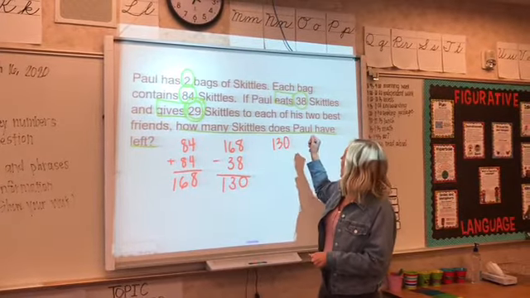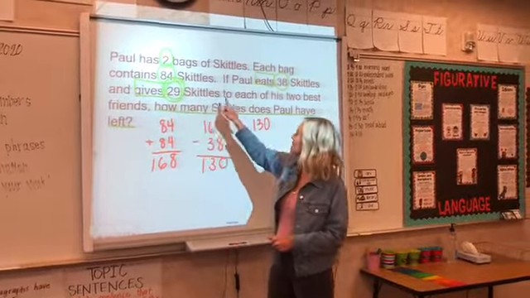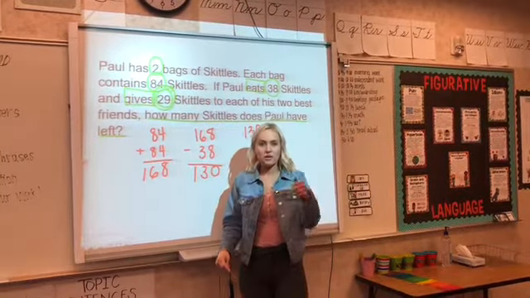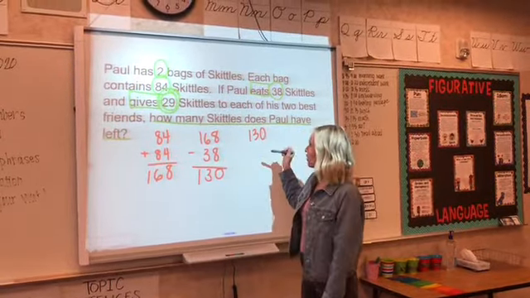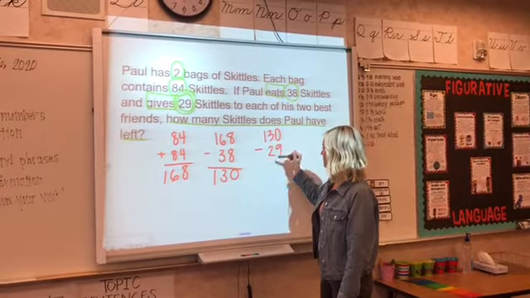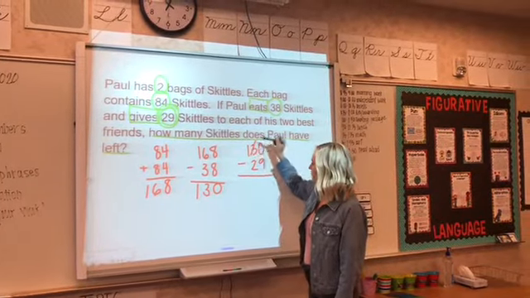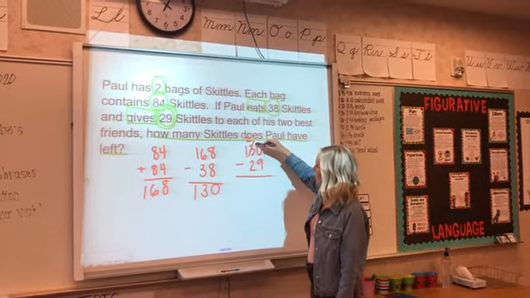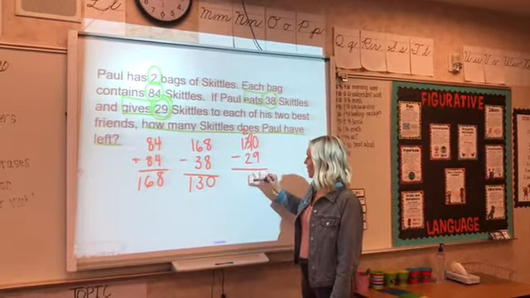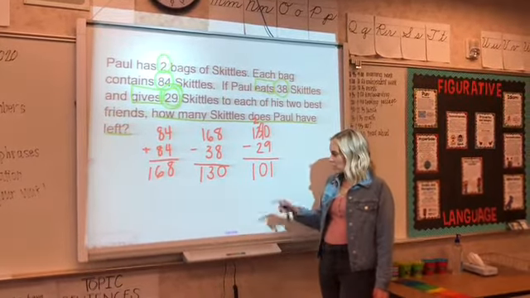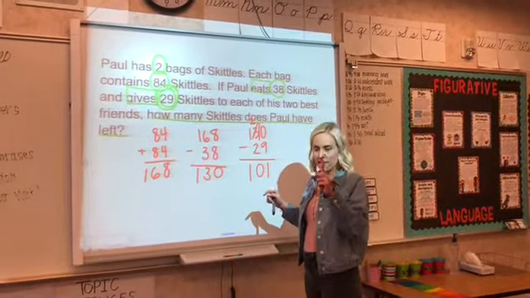With that, I am going to do my next part. It says, Paul gave 29 Skittles to each of his 2 best friends. Now, he not only gave 29 Skittles to one of his friends, but he gave them to 2 of his friends. So I'm first going to subtract 29 for his first friend. So I cannot take 0 minus 9. I'm going to borrow from the tens place. So if I have 2 10s and I borrowed a 10, now I have 10 ones. 10 minus 9 is 1. 2 minus 2 is 0. And again, I'm just bringing down that 1. Now he has 101 Skittles left in his bag, but he still has 1 friend to give Skittles to.